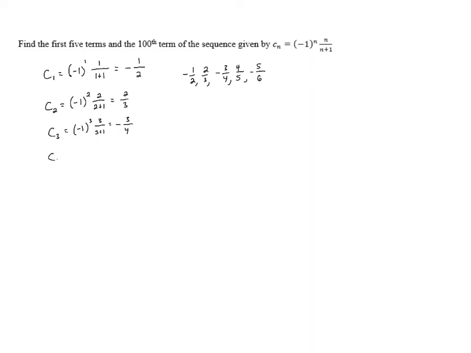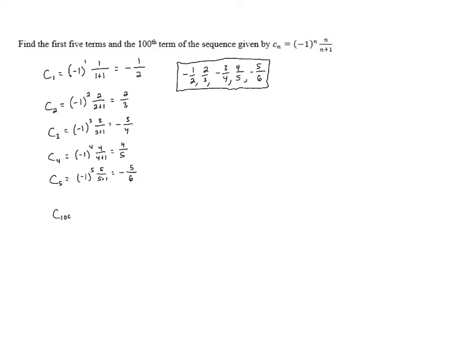We can verify this by using the formula. C sub 4 is -1 to the 4th times 4 over 4 plus 1. Here, a negative to an even power becomes positive, so the negatives cancel, and we are left with 4/5, just as we expected. And then c sub 5, we've got -1 to the 5th times 5 over 5 plus 1. A negative to an odd power stays negative, and we've got -5/6, just as we expected. So the first 5 terms of this sequence are -1/2, positive 2/3, -3/4, positive 4/5, and -5/6.